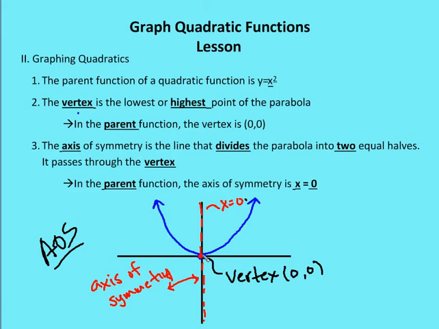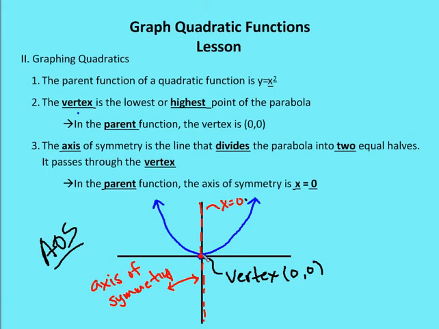That makes sense because if I plug in 0 for x, 0 squared is going to be y. So the parent function, the vertex is 0, 0. And regardless of what I put in for x, I'll always get a positive number out for y. So that means that the lowest that y is going to be is 0.